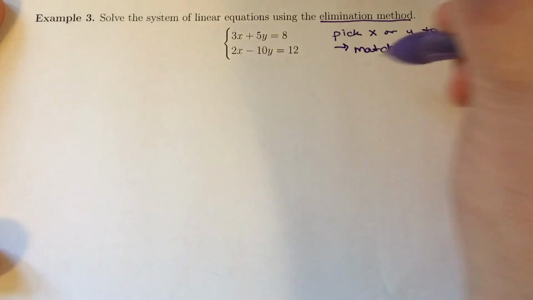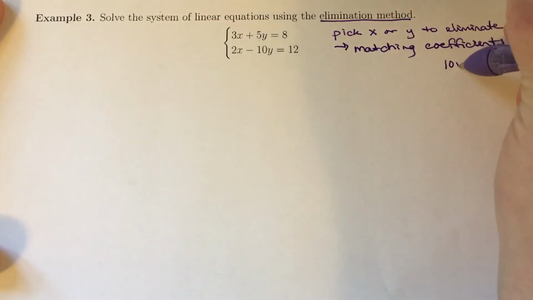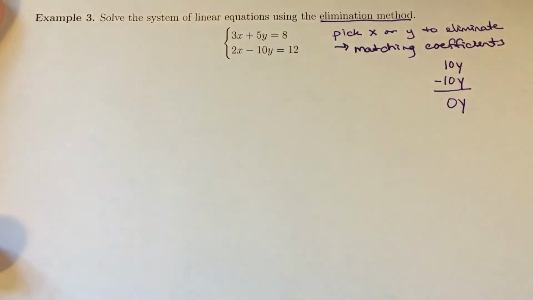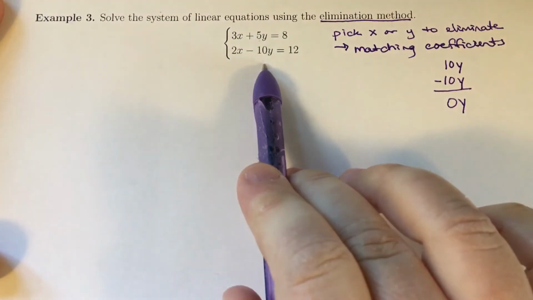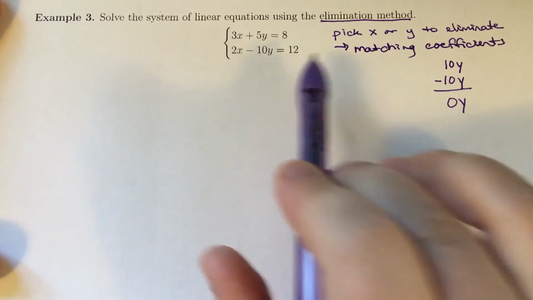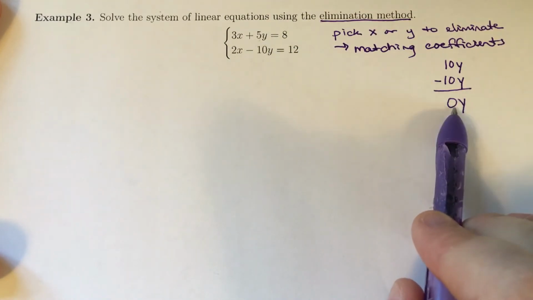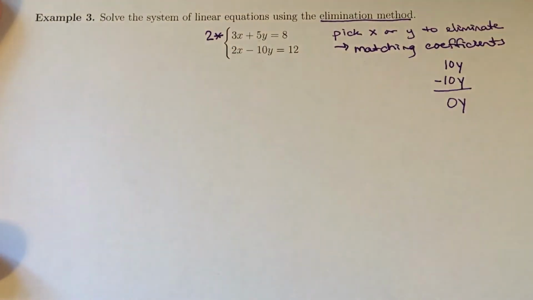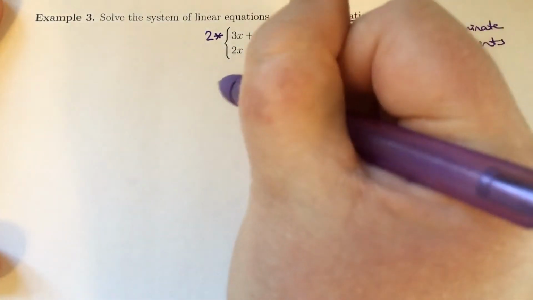So our goal is to get 10y and then negative 10y so that when I add them up we get 0y, right? Right now if I added them, I'd get negative 5y. That wouldn't work. I need to get it so it's going to be 0. So to do that, I'm going to multiply the first equation by 2. So let's see what that looks like.